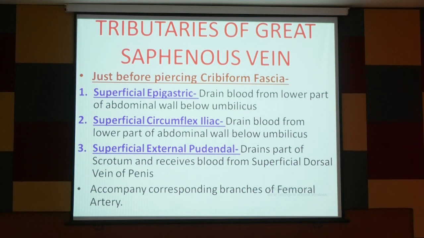Now, the tributaries of the great saphenous vein just before piercing the cribriform fascia at the fossa ovalis. The superficial epigastric vein drains blood from the lower part of the abdominal wall below the umbilicus. The superficial circumflex iliac vein drains blood from the lower part of the abdominal wall below the umbilicus. The superficial external pudendal vein drains part of the scrotum and receives blood from the superficial dorsal vein of the penis. So the scrotum and the penis drain into the superficial external pudendal vein, accompanying the corresponding branches of the femoral artery.